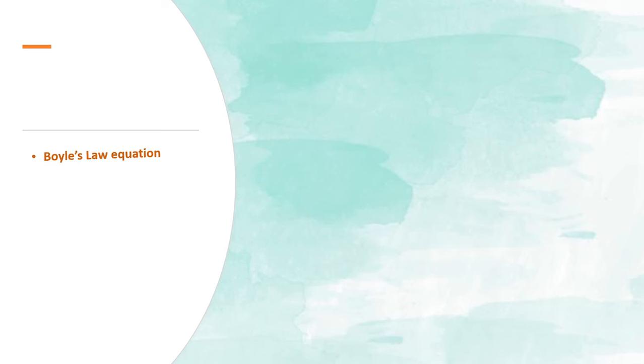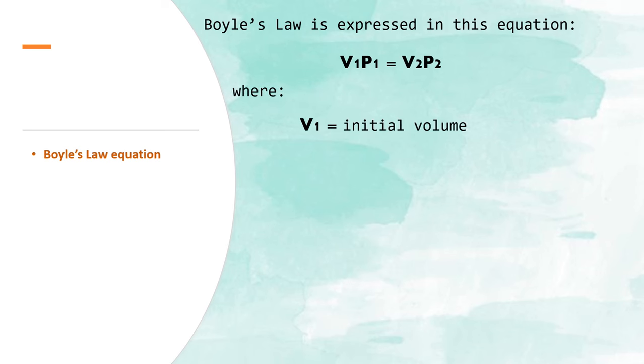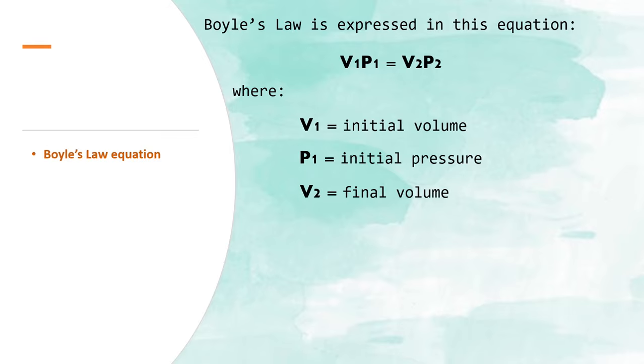Learners, proceed tayo sa Boyle's law equation. Boyle's law is expressed in this equation. V sub 1 times P sub 1 is equal to V sub 2 times P sub 2, where V sub 1 refers to initial volume, P sub 1 refers to initial pressure, V sub 2 is tantamount to final volume, and P sub 2 refers to final pressure.